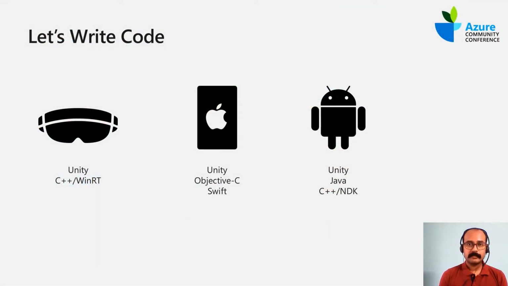Okay, so let's write code. No, we're not going to write code today. Let's see what platforms are supported. Spatial Anchors supports Microsoft HoloLens, iOS and Android with AR SDKs. You can build the applications using Unity 3D, or if you want to build native applications, then of course you can write C++ for HoloLens, Objective-C or Swift for iOS, and Java or C++/NDK for your Android devices.